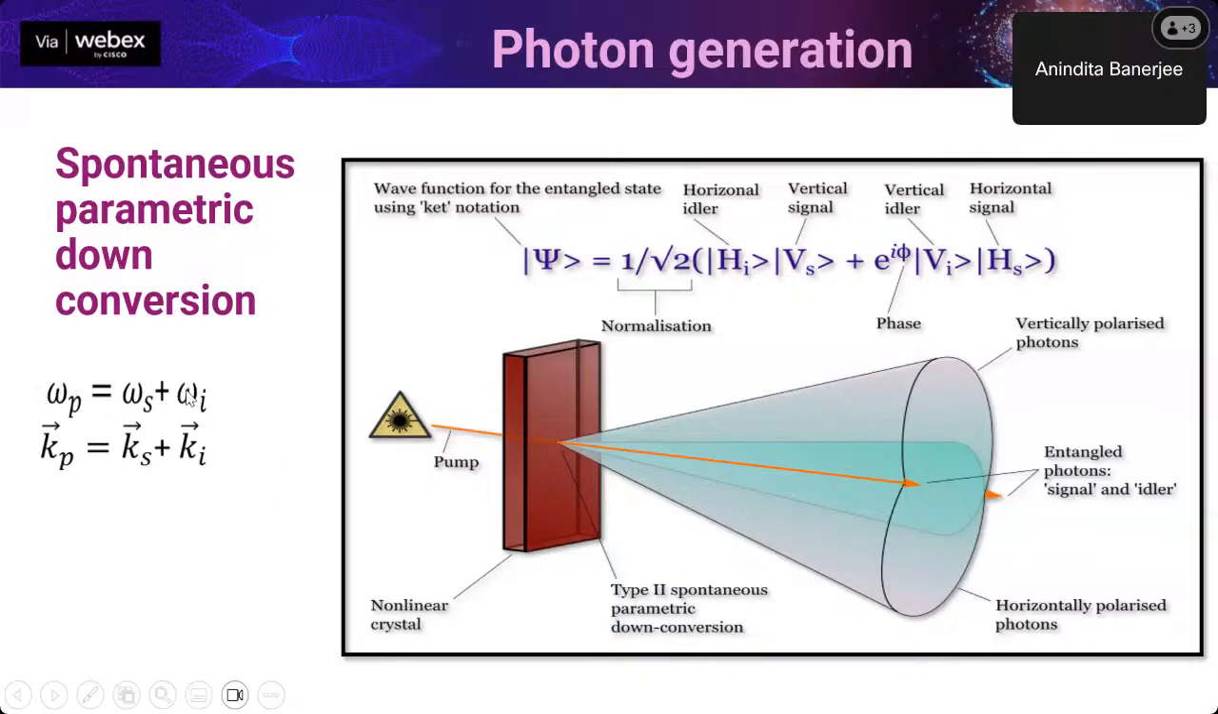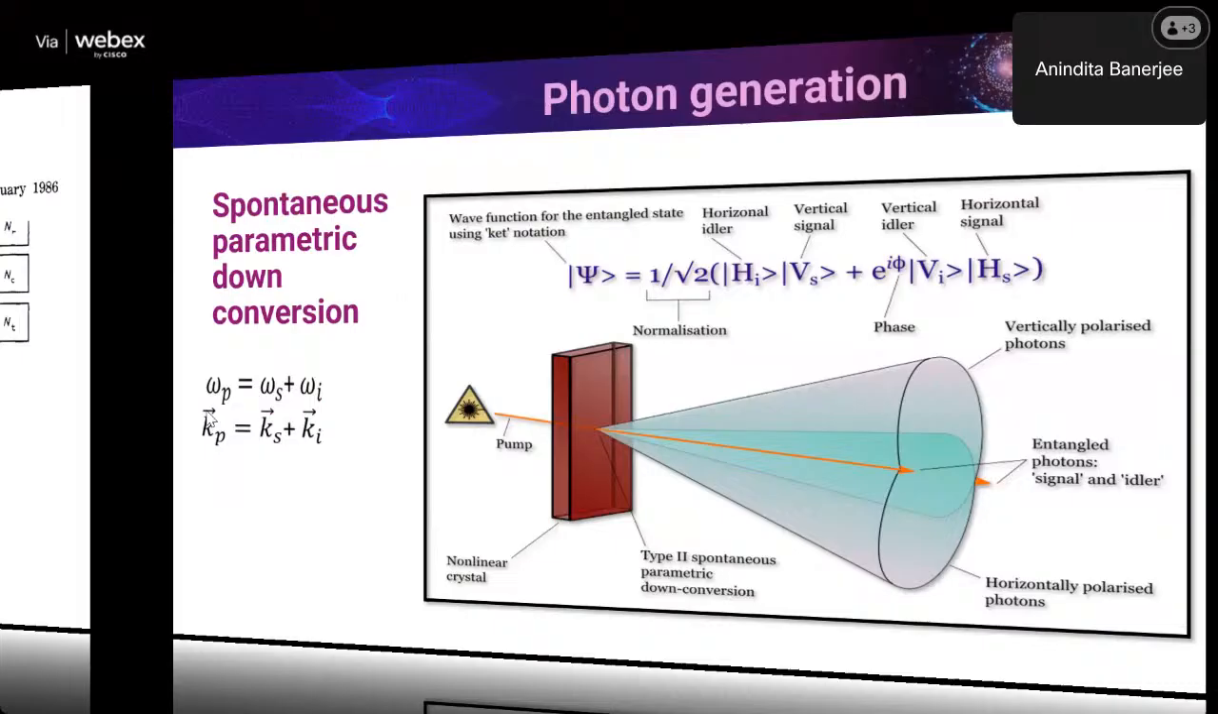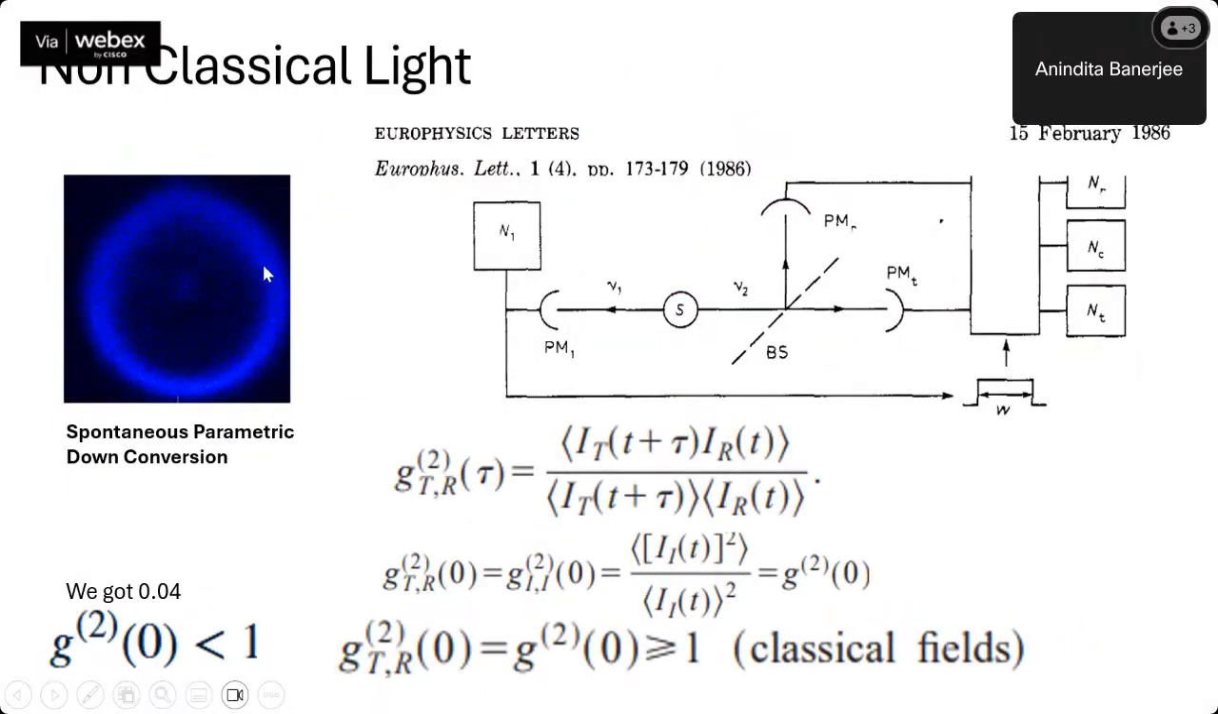Okay, so now this is the energy conservation. It requires that the frequencies of the signal and idler photons add up to the angular frequency of the pump photon, and the momentum conservation is actually equivalent to the classical phase matching condition. We require the wave vectors of input and output to satisfy this relation. Once we satisfy this relation, we are able to see this non-classical light coming out in a ring.